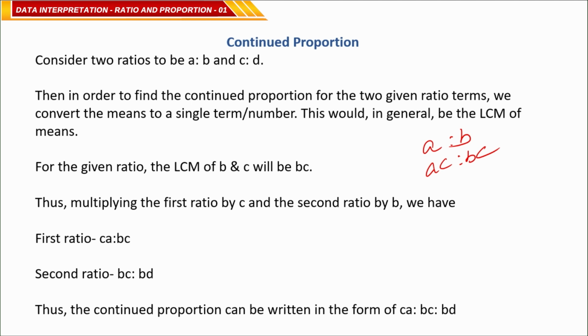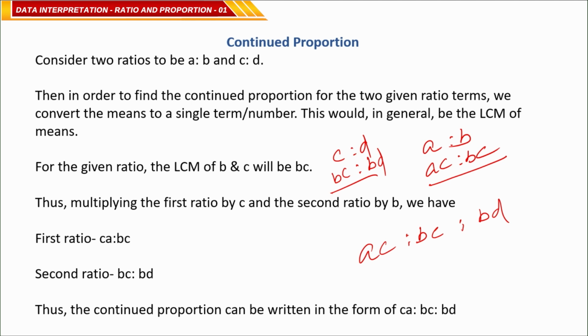This is the first ratio. And what is the other ratio here? C is to D is another ratio. Multiply both with B, that is BC is to BD. So, here AC is to BC is one ratio, here BC is to BD, meaning AC is to BC is to BD. So, this is called a continued fraction, continued proportion.